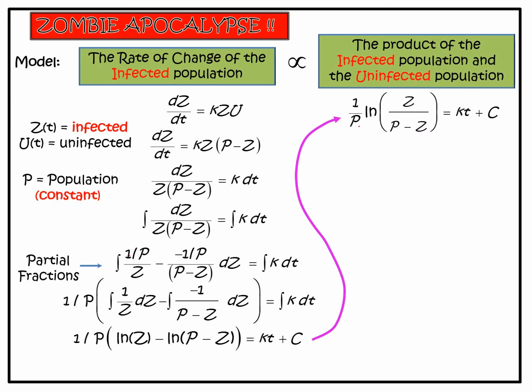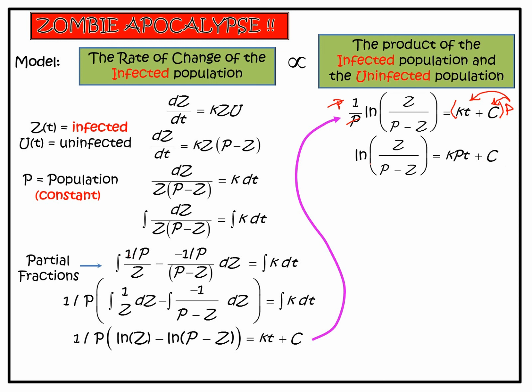Division. So we can simplify this as 1 over p natural log z over p minus z is kt plus c. And now we can multiply both sides by p. So multiply by p on the left and multiply by p on the right. This guy's got to come in times each piece. So on the left-hand side, these guys cancel. We just get natural log z over p minus z. On the right-hand side, p times kt, kpt. And then c is our arbitrary constant, times a constant p still gives an arbitrary constant. So that arbitrary constant absorbs the scalar multiplication.